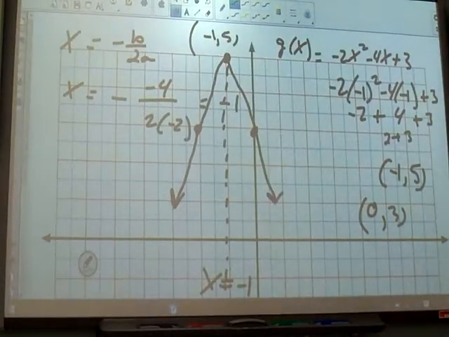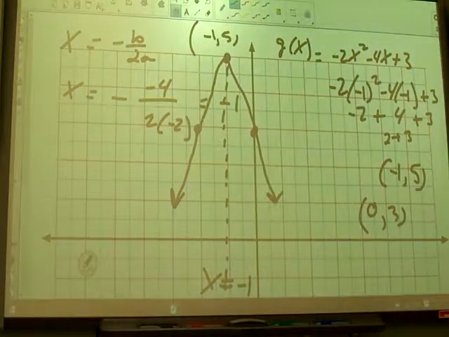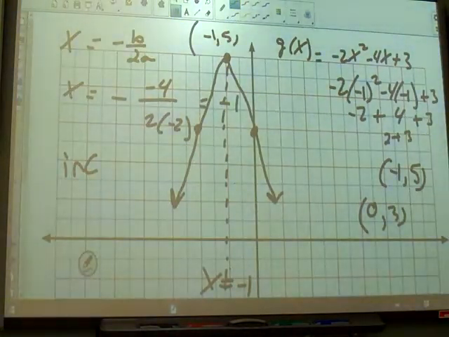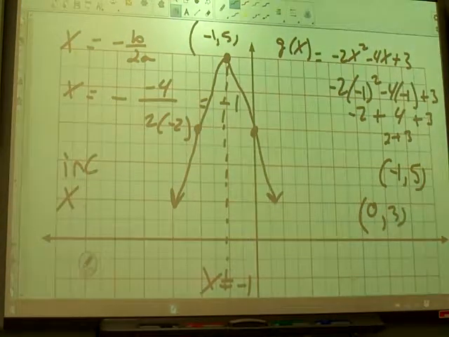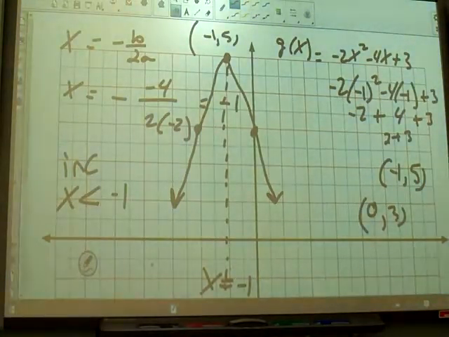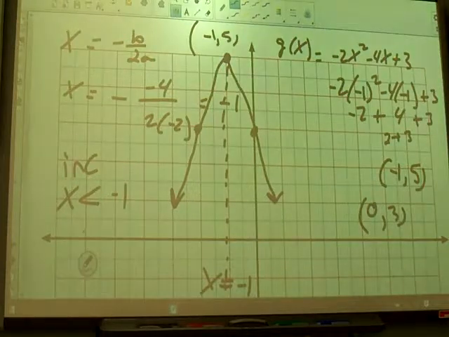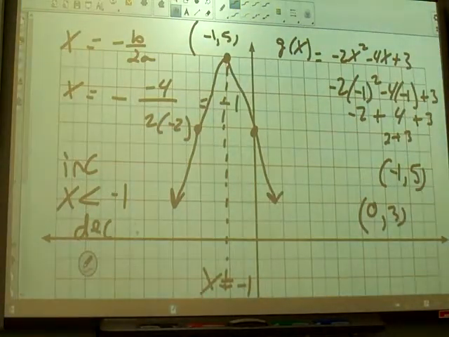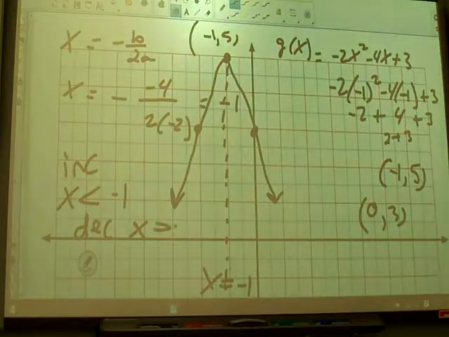Increasing and decreasing. If I get on the left side of that graph, I'm riding uphill first. So I'll be increasing on the left side of the axis of symmetry. And that means x less than negative 1 if I'm on the left. Then I'll start decreasing on the right side of negative 1. The right side is greater.